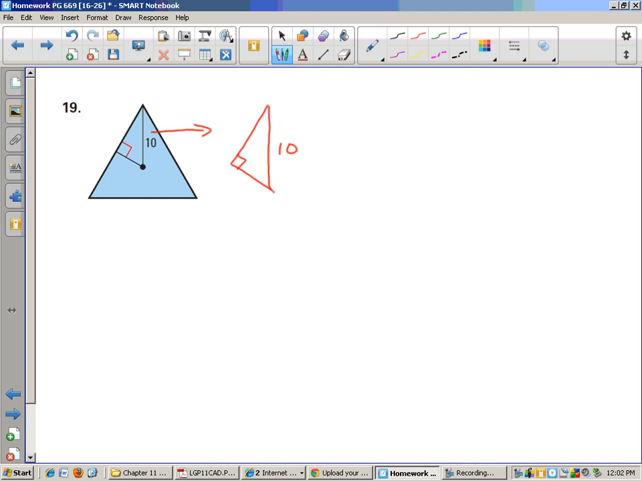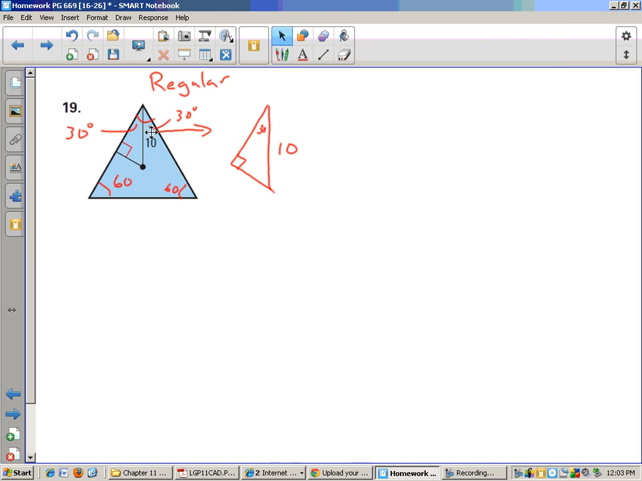Well, first off, if we look at the instructions for number 19, it says find the area and the perimeter of a regular polygon. So what do you know about the triangle if it's regular? Equal sides, equal angles. So this angle and this angle are the same. That means they are each 60. That's right. So this corner should be 30 when I cut it in half. So that means this is a 30-degree angle here.